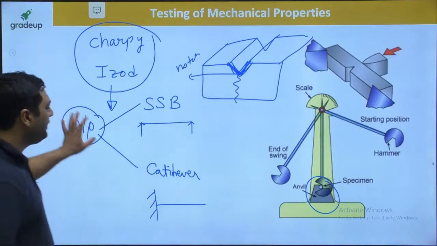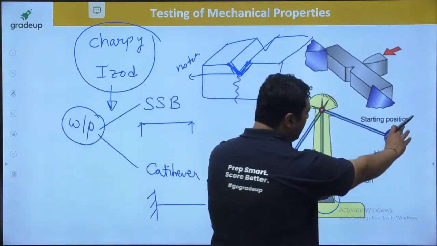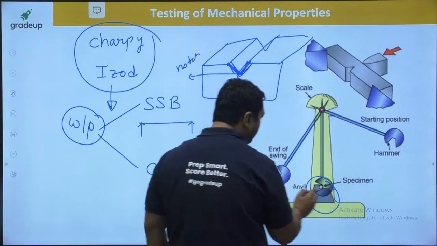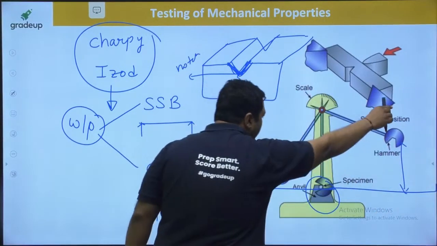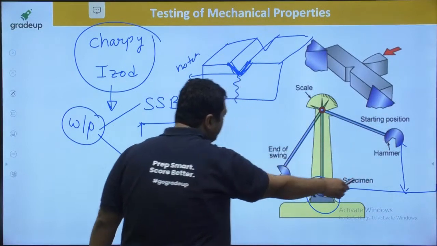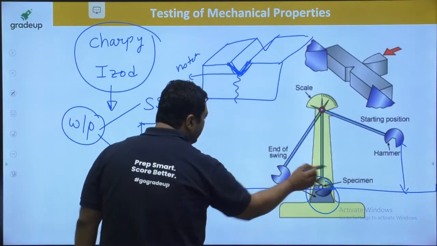So we are just keeping the workpiece here, and this is a hammer. We are releasing the hammer from this height. You know this height refers to some potential energy. Then this hammer comes down like this and breaks this specimen, and it will achieve some height.